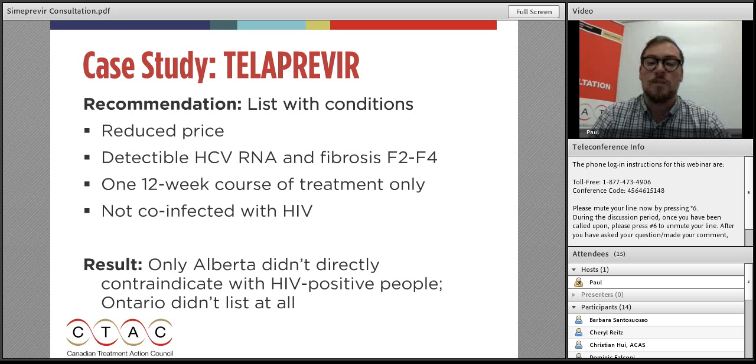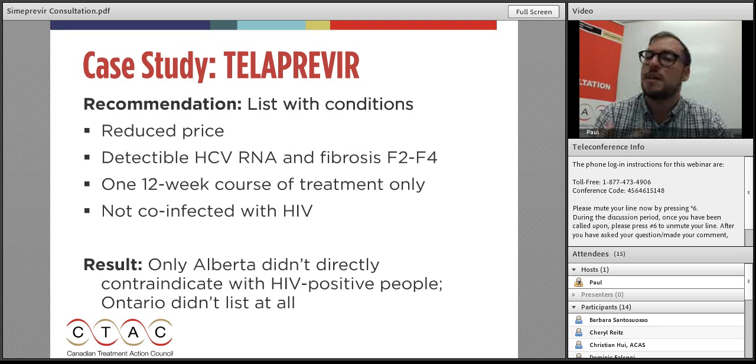Simeprevir being recommended by the Common Drug Review for a period of time, and the Common Drug Review has changed its course on this, but only in June, so only a couple of months ago, the recommendation led only Alberta to not directly contraindicate the use of Simeprevir with HIV-positive people. And then Ontario didn't list Simeprevir for use with anybody living with hepatitis C, except, and I should have updated the slide, except for people who are previous null responders.